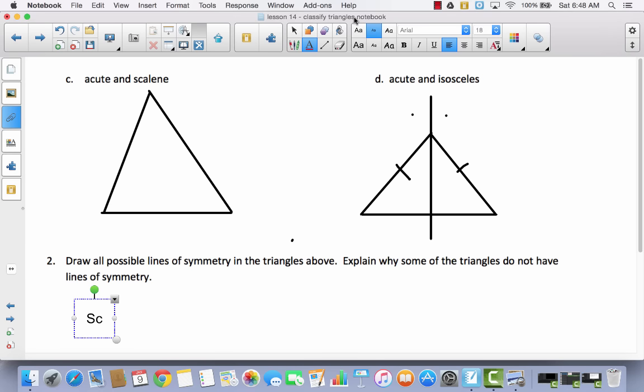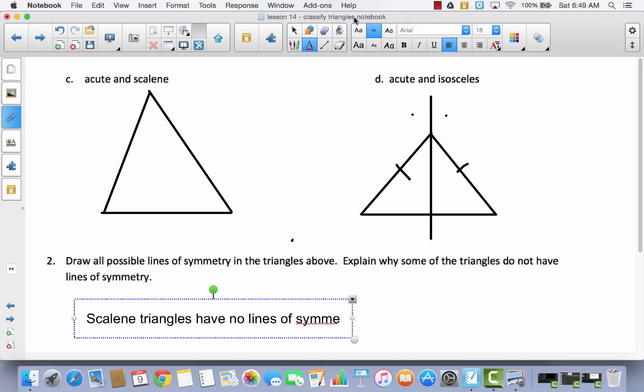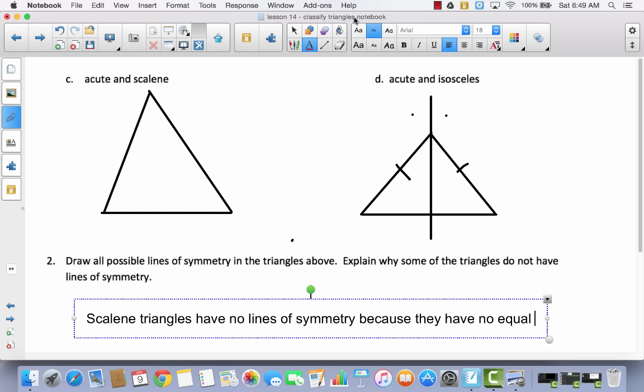So let's say scalene triangles have no lines of symmetry because, what do you think would be a good way to end this? They have no equal sides. You can't match up 2 sides to be equal if you don't have any equal sides. Like this side was equal to this side, so I could make a line of symmetry right down the middle. But if there's no equal sides, then you can't have a line of symmetry.